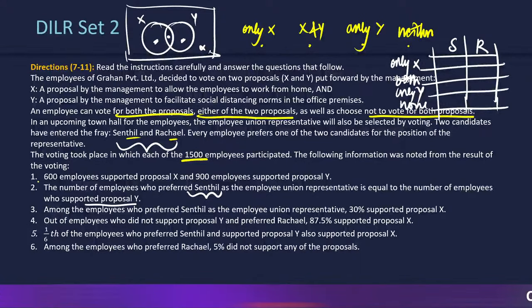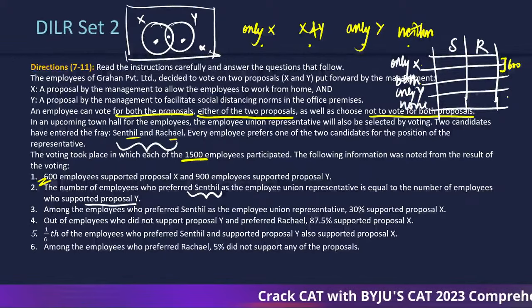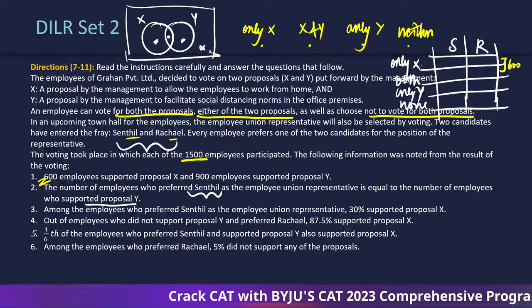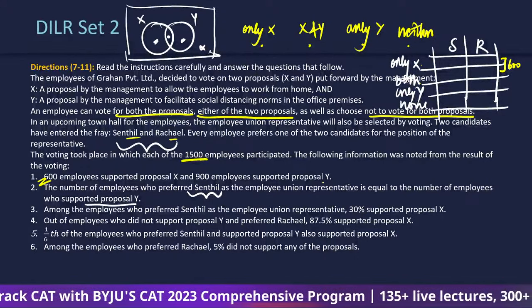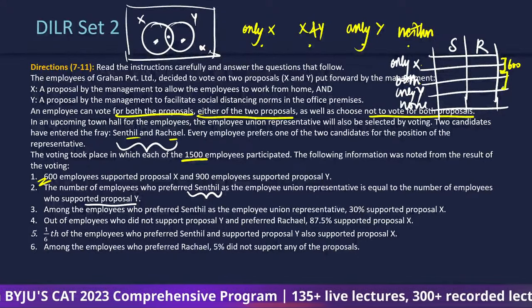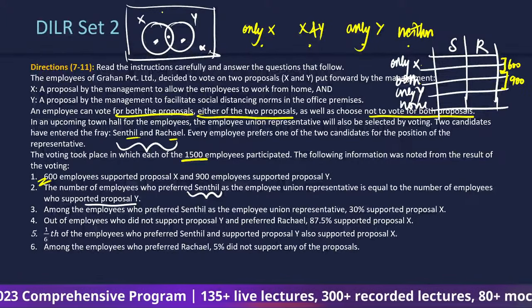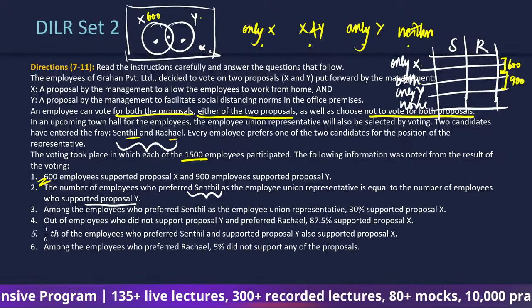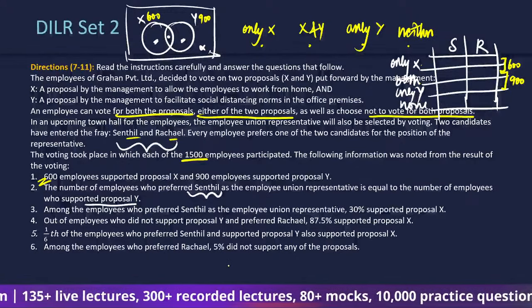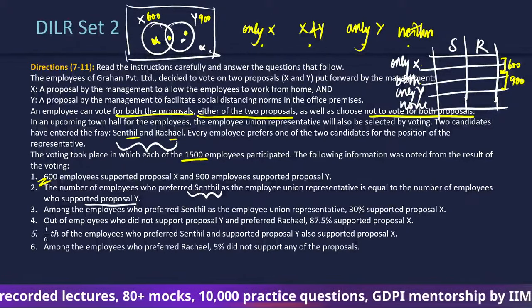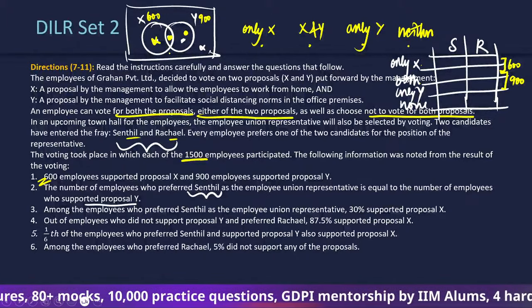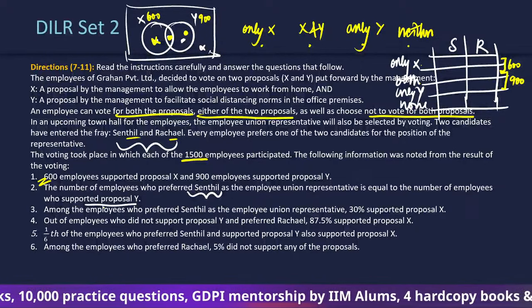Now, for example, it is given 600 employees supported proposal X. So that means X and both together make 600. Because X is there in both also, no? And 900 employees voted for proposal Y. Proposal Y means both and Y together make 900. As in, X's is 600, Y's is 900. So 600 includes only X and both. 900 includes only Y and both. So exactly that's what we have written here.